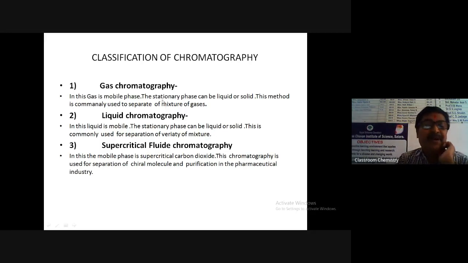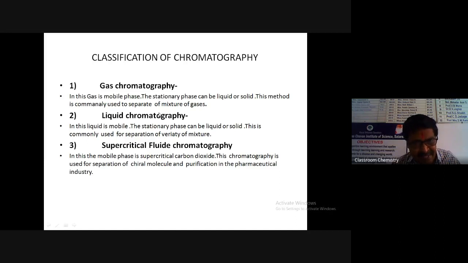So depending upon which mobile phase is used, if there is a use of gas as a mobile phase, it is known as gas chromatography. If liquid is used as a mobile phase, it is known as liquid chromatography. And if supercritical carbon dioxide is used as a mobile phase, it is known as supercritical fluid chromatography. So depending upon the physical state of the mobile phase, the chromatography is separated into three: gas chromatography, liquid chromatography, supercritical chromatography.